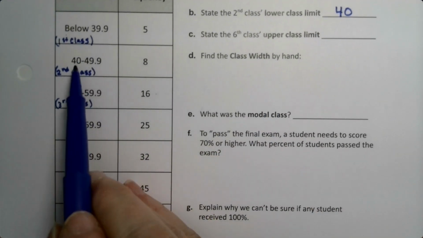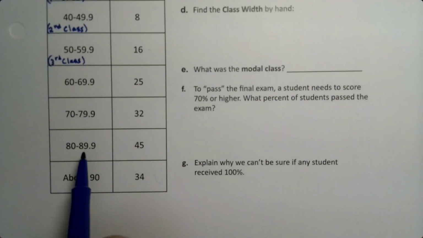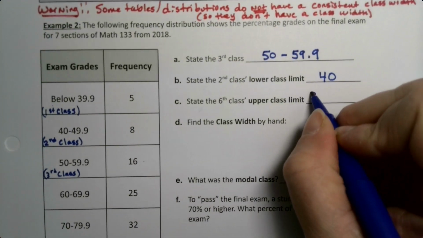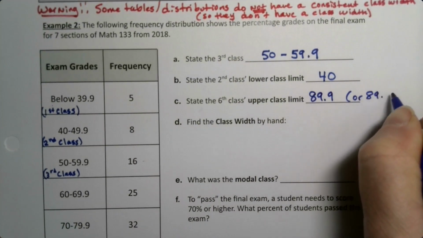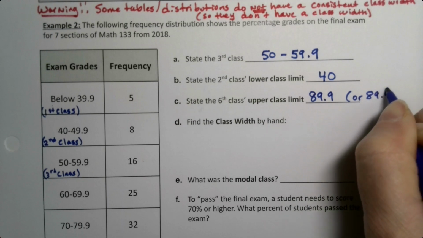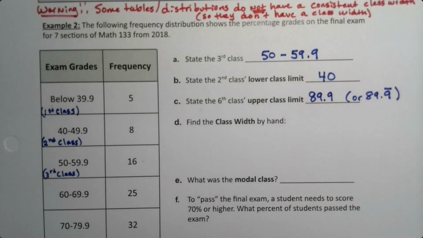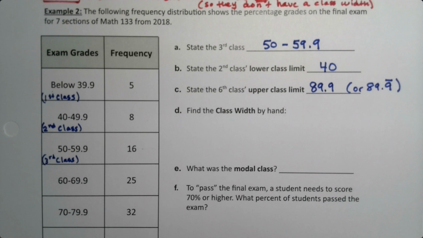All right, now what about the sixth class's upper class limit? So this is the third class, fourth class, fifth class, sixth class. So the sixth class is right here. It's 89.99999, right? They wrote it as 89.9, but we could say 89.99999. And the way to do that is to put a little bar over it, right? Because it's really going on forever.